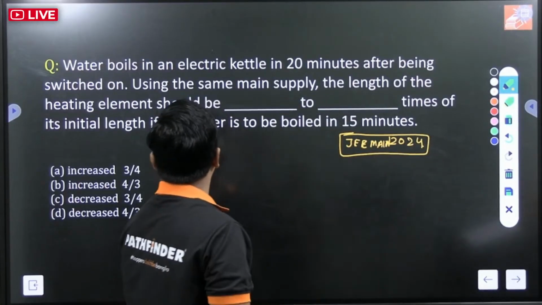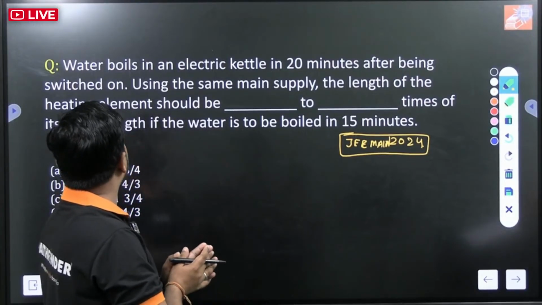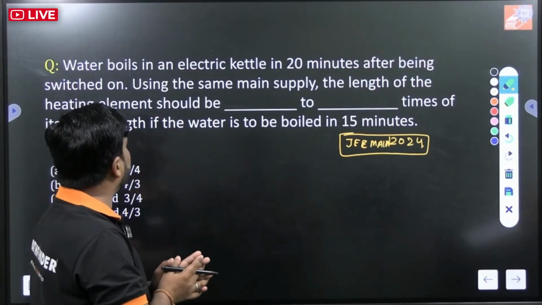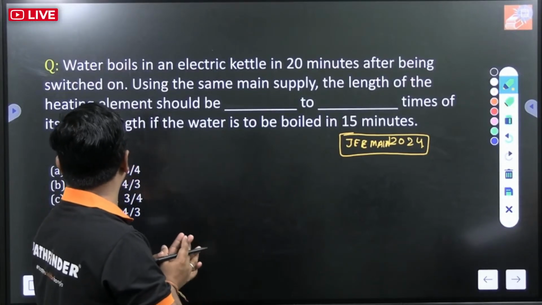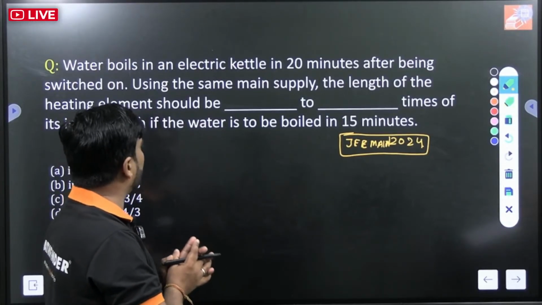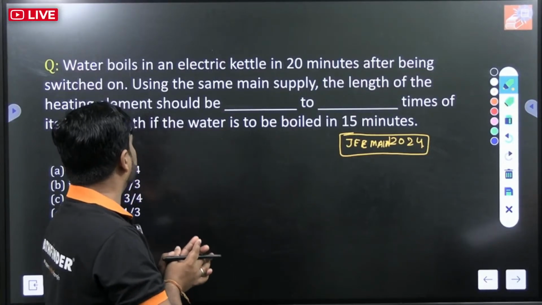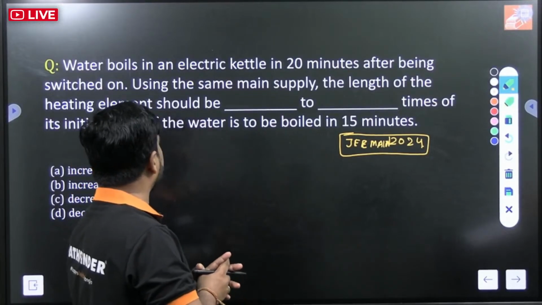So let's see it. Water boils in an electric kettle in 20 minutes after being switched on using the same main supply. The length of the heating element should be dash times of its initial length if the water is to be boiled in 15 minutes. So it has to increase or it has to decrease. We have to see it, right?